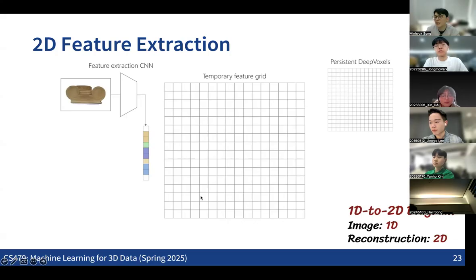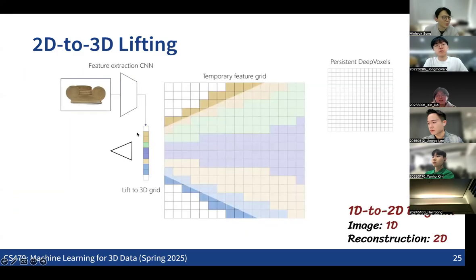And the high level idea is straightforward: we extract per-pixel features for the images, for all the multiple images, using an image encoder, using a convolutional neural net. And then we unproject the pixel features into the 3D space by shooting a ray from the image into the 3D space. That's the ray casting process, right? We shoot the ray from the pixel into the 3D space, and then copy these features into the 3D voxels.